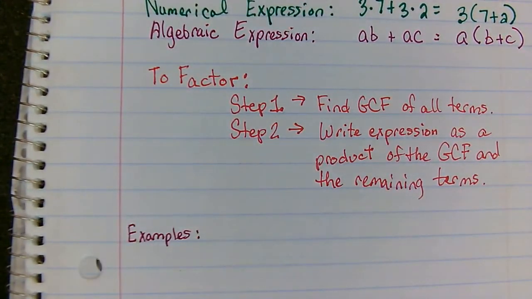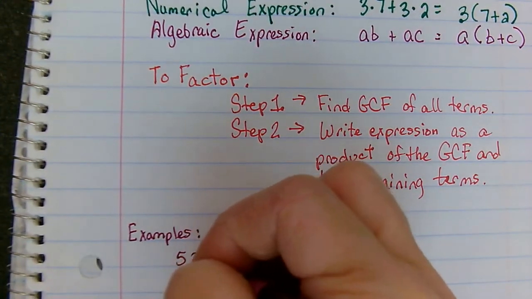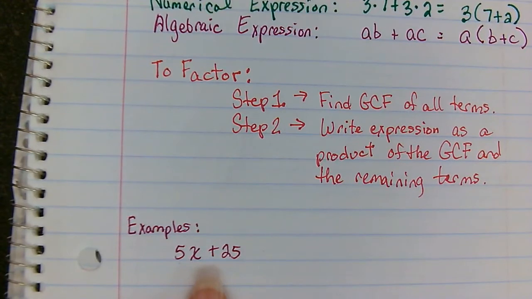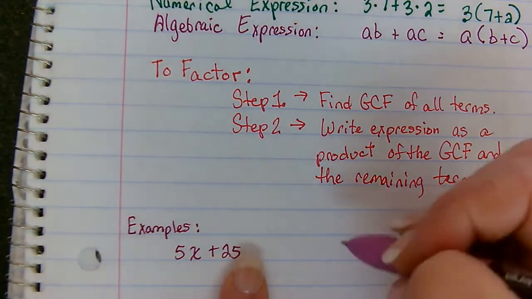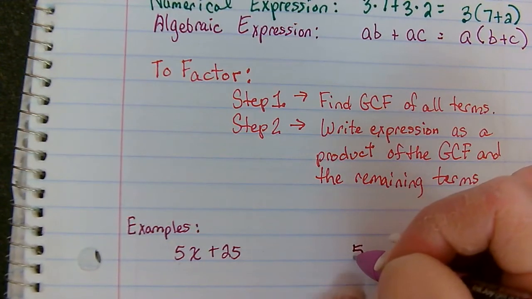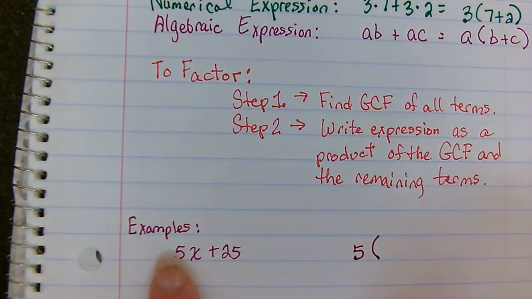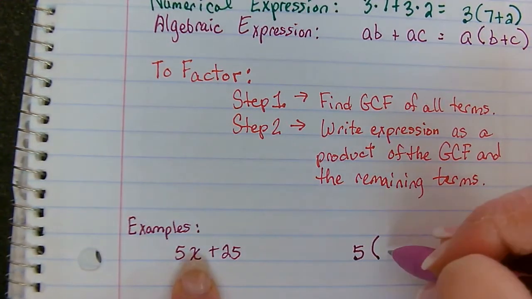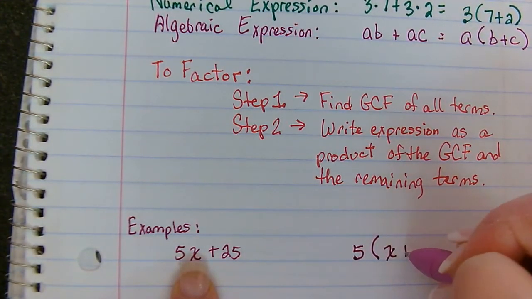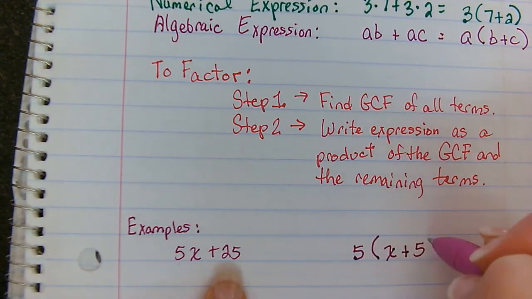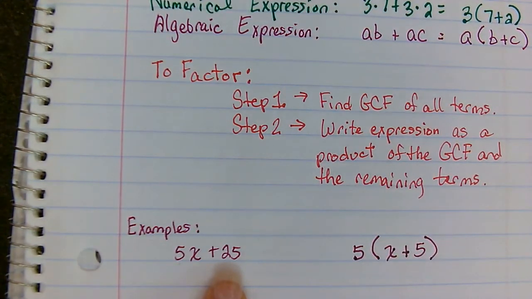Right here, start with 5x plus 25, all right? And the greatest common factor of 5 and 25 is 5. So I'm going to factor 5 out. And then if I do 5 divide 5, I'm left with 1x, and you don't write the 1 in front of it, so you write x. Bring down my plus. 25 divide 5 leaves me with 5, and that is my final answer.